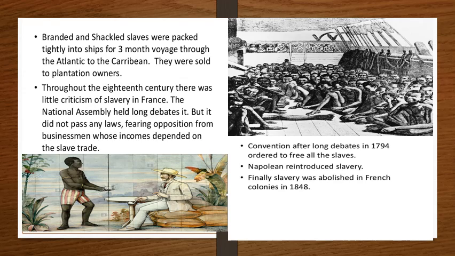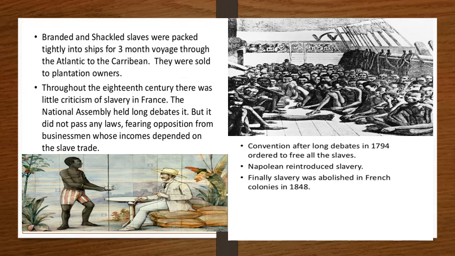The National Assembly held long debates about whether the rights of men should be extended to all French subjects, including those in the colonies. But it did not pass any laws, fearing opposition from businessmen whose incomes depended on the slave trade. It was finally the Convention in 1794 that legislated to free all slaves in French overseas possessions.